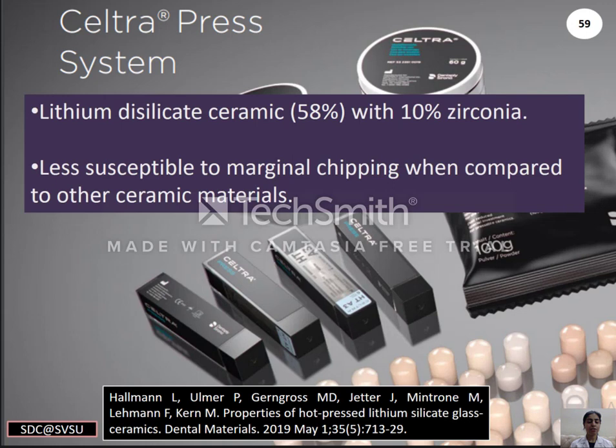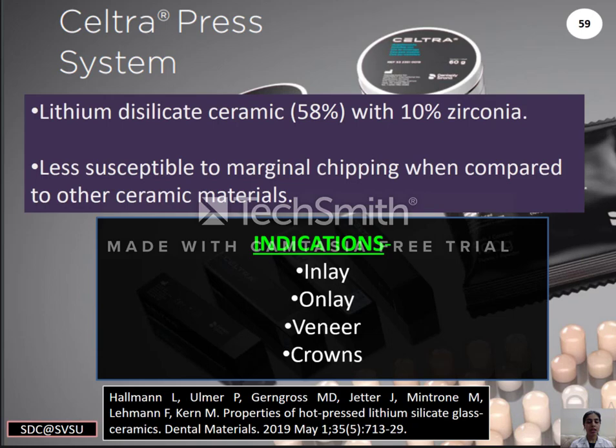In this, lithium disilicate based ceramics are incorporated with 10% of zirconia to impart high strength and render it less susceptible to marginal chipping when compared to the other ceramic materials. These are indicated in inlays, onlays, veneers and crowns.